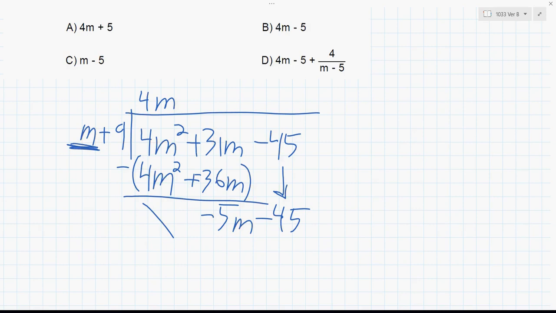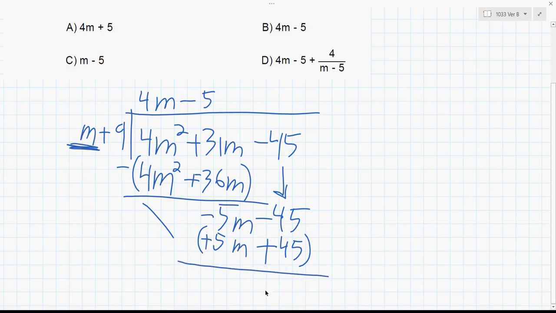Now looking at this, I have m, and I have a negative 5m. How am I going to turn m into negative 5m? I got to multiply it by negative 5, so I'll go up here and say minus 5. When I do that, I'll go back and multiply it just to check, and that becomes minus 5m. And then I got to multiply it by the 9. So then 9 times 5 will be negative 45, because it's a negative 5. Good job. So negative 45 down here. And then again, I'll make the signs opposite. And what you'll realize is you perfectly cancel out, no remainder, which gives us an answer of 4m minus 5.